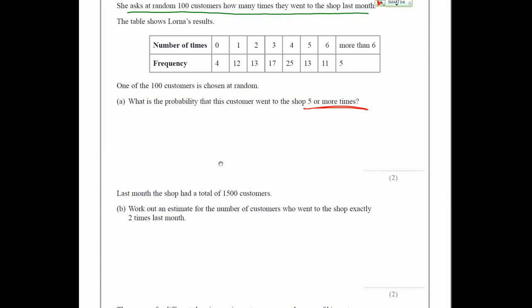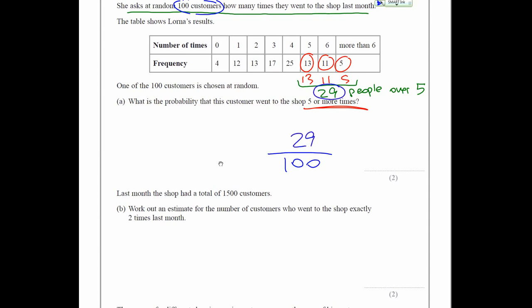Okay, so 5 times is 13, 6 times is 11, more than 6 is 5. So if we add up all these, you can use your calculator if you want, or do it in your head. So 18 plus 11, 29. So it's 29 people over 5 visits. Okay? Probability, well, there's 100 customers that have been asked, so it's out of 100. And how many people are we interested in? 29 out of 100. You can leave it as a fraction, or 29%, 0.29, whatever you fancy.